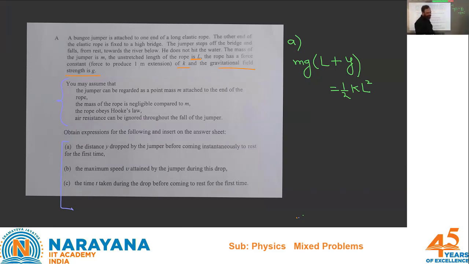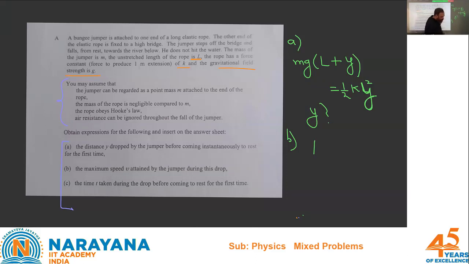We can solve this equation for what? y. क्या पूछा था उसने? This was a y square, yeah. That is the extension, right? So y is one thing which you could have written. Just the C part of the question is what I am more interested in. B was the maximum speed during the drop. What I should have written?